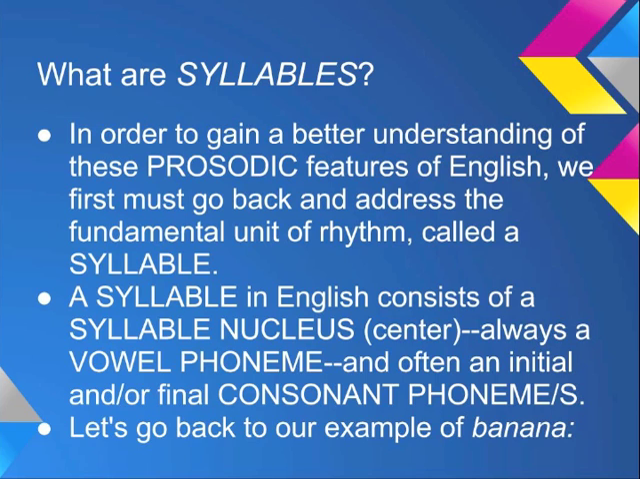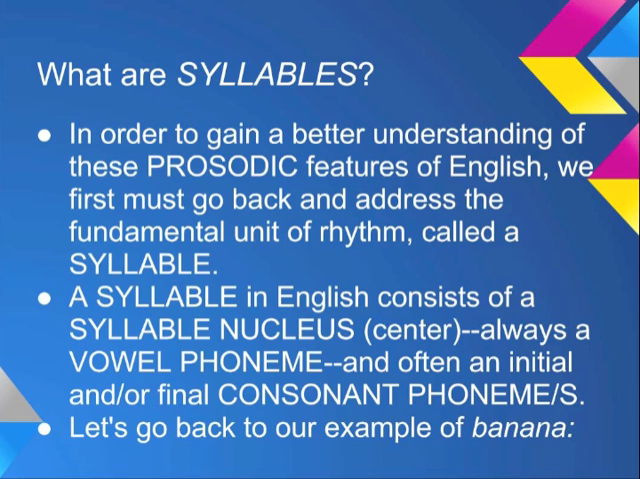In order to gain a better understanding of these prosodic features of English, we must first go back and address the fundamental unit of rhythm, called a syllable. A syllable in English consists of a syllable nucleus, center, which in this case will always be a vowel phoneme, and often an initial and or final consonant phoneme or phonemes.